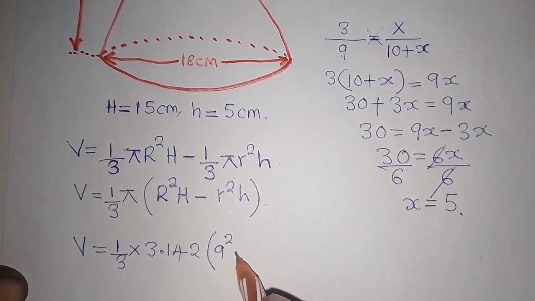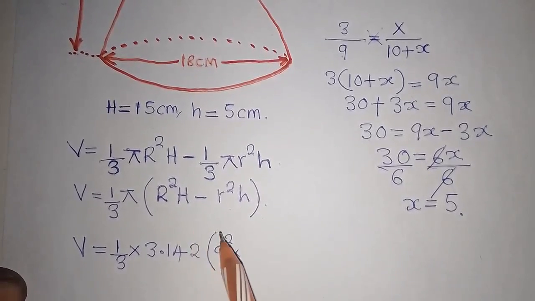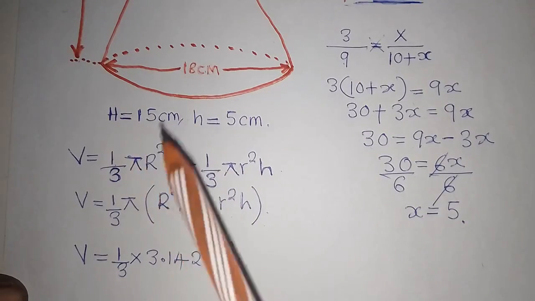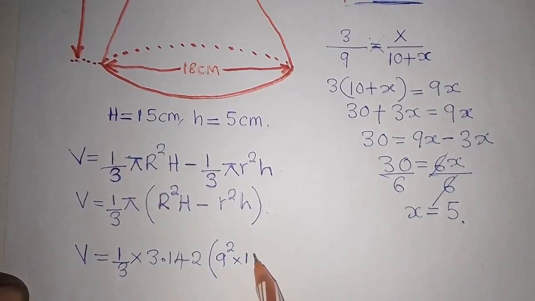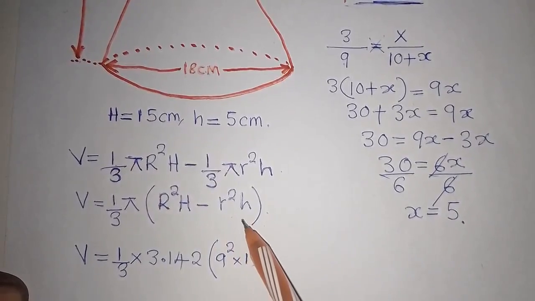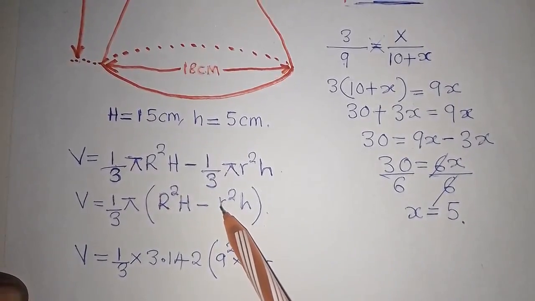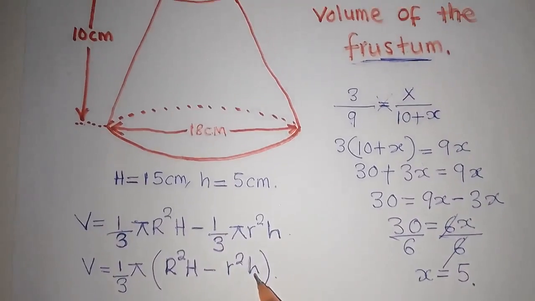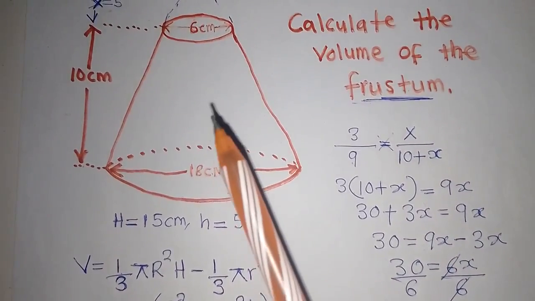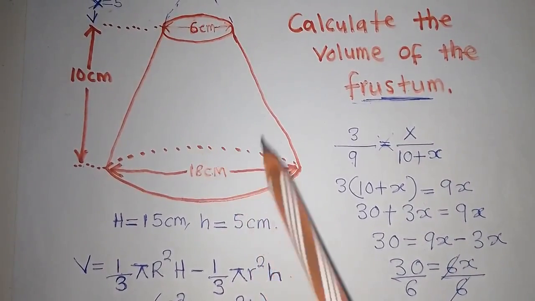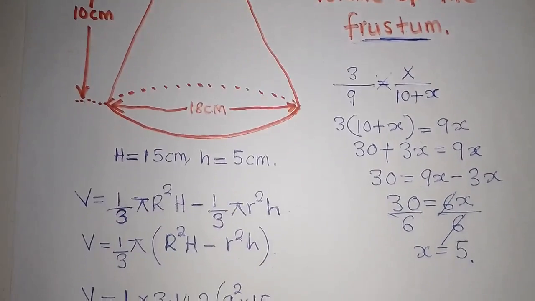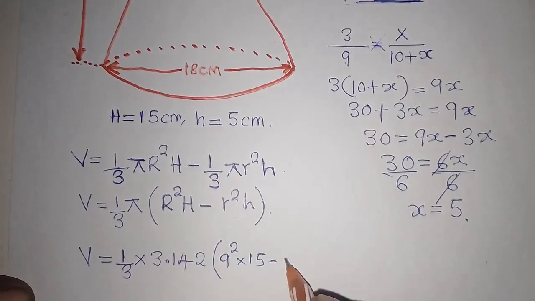What about the height? Height, I even wrote here, 15. So 15. Then minus. Smaller one, what's the radius? The diameter there is what? 6. So the radius is what? 3. The radius is 3. So I put a 3 here.